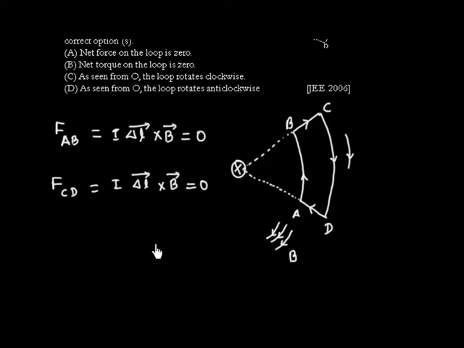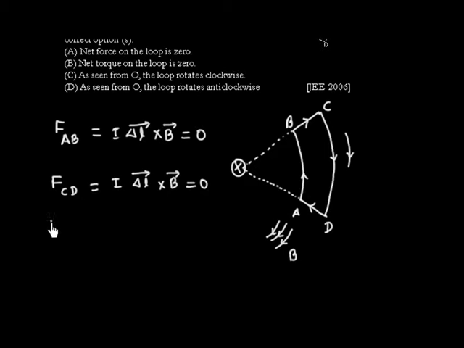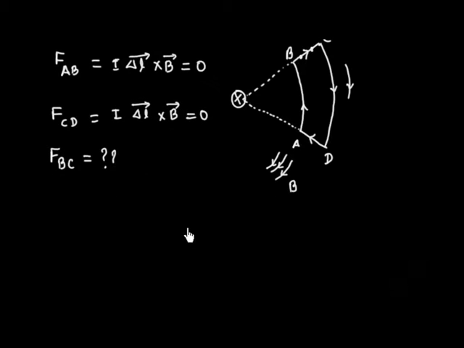Now let us consider the force on BC. This is important. Finding the force on BC is slightly tricky. How will we find it? You see what is happening due to this wire. The magnetic field at this point is changing. If I want to find the force on BC, that is I delta L cross B, so I have to take care of the B also.